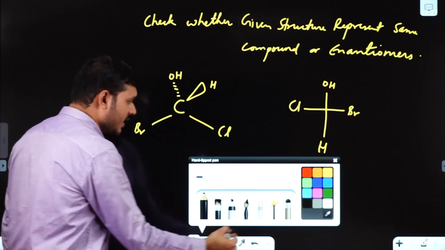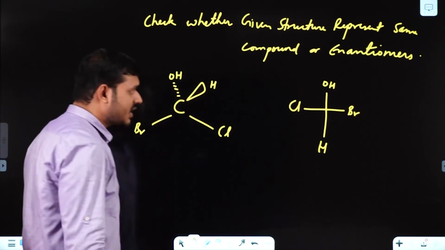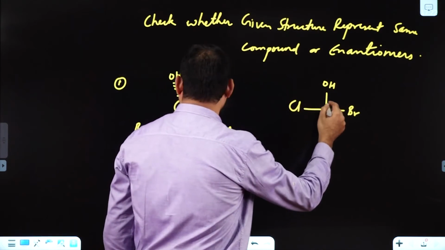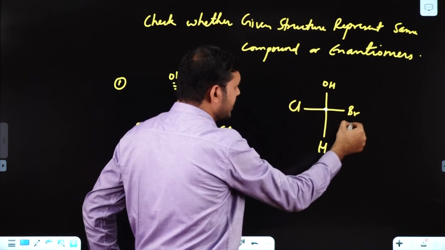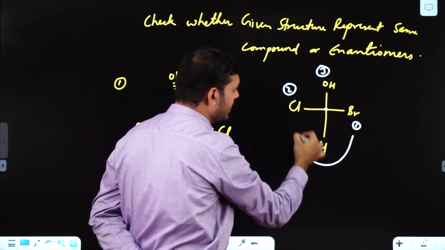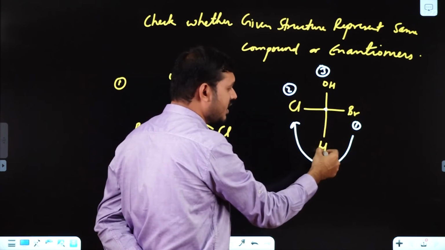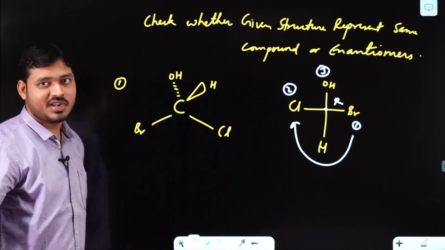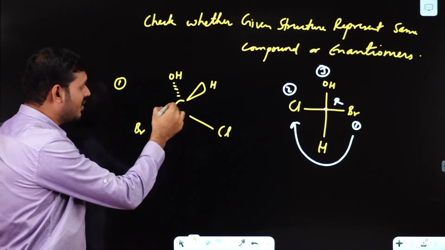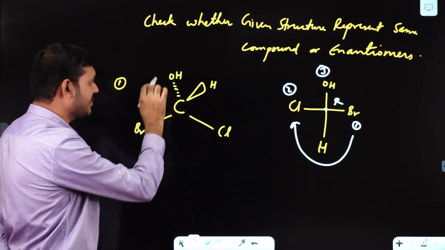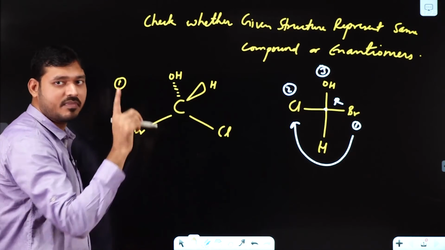Now one simple way is just to check RS in this compound. Here you have bromine, chlorine, oxygen. So it is 1, 2, 3. So this will be like this, clockwise, and hydrogen is vertical. So the same. Clockwise means R configuration. Now the question is, here the lowest priority group is not in dash form. The lowest priority group is not away from the observer.